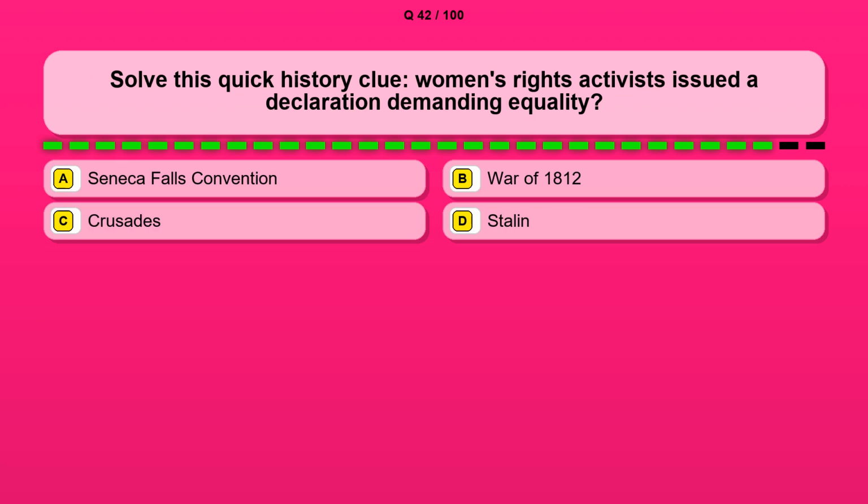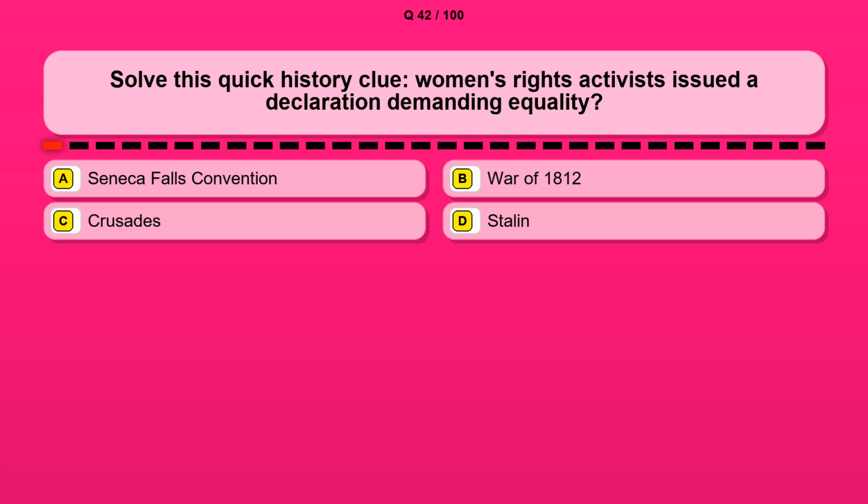Question 42. Solve this quick history clue. Women's rights activists issued a declaration demanding equality. Option A, Seneca Falls Convention. Option B, War of 1812. Option C, Crusades. Option D, Stalin.